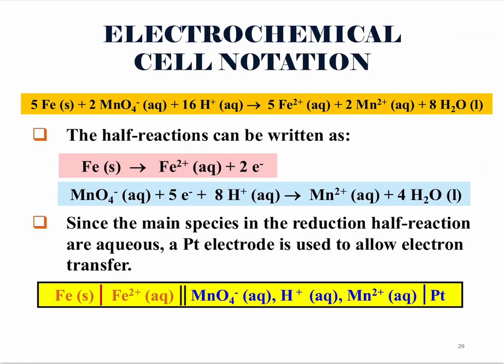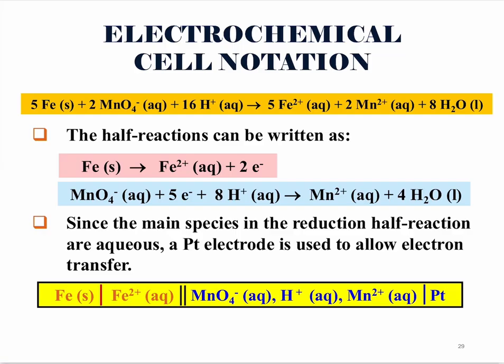Right, so the half reactions then: since this is being oxidized, iron goes from Fe2+ to Fe3+ plus 1 electron because it's losing electrons. And then the half reaction for the reduction process, to make sure that charge is conserved, is permanganate, MnO4-, plus 5 electrons because we're gaining electrons, plus the 8 hydrogens to balance the charge, gives us the manganese 2+ ions plus the 4 water molecules.